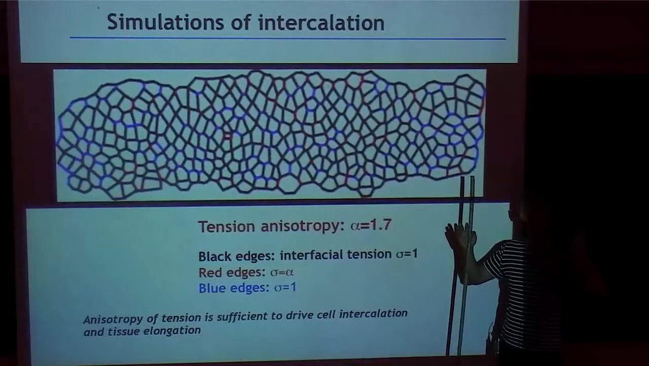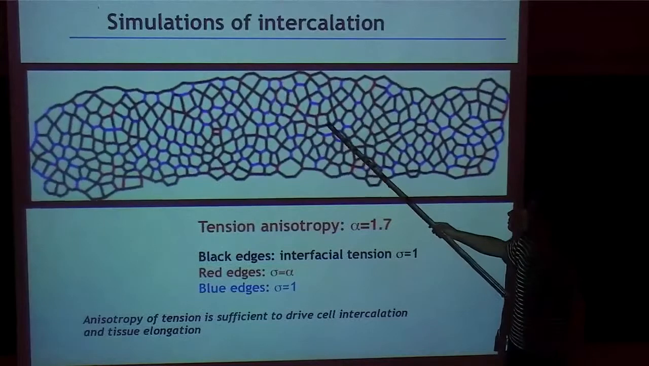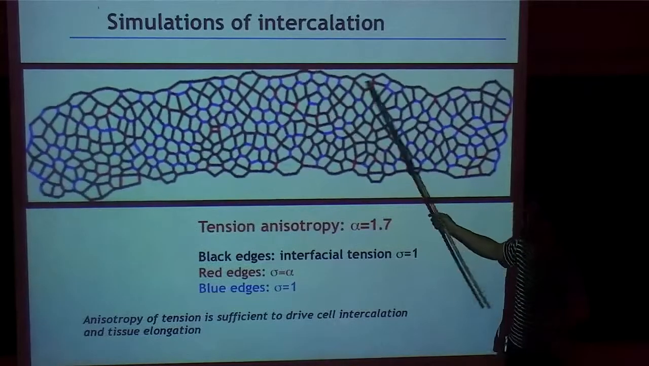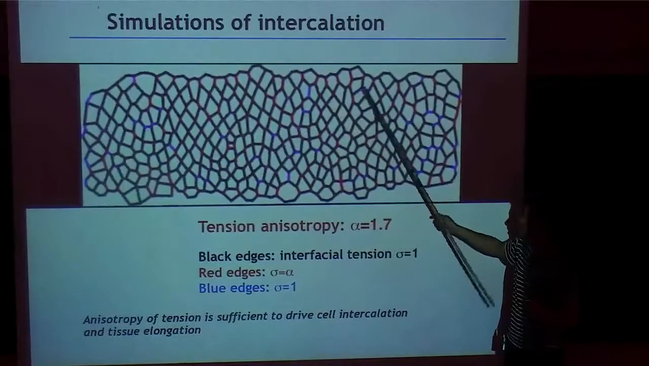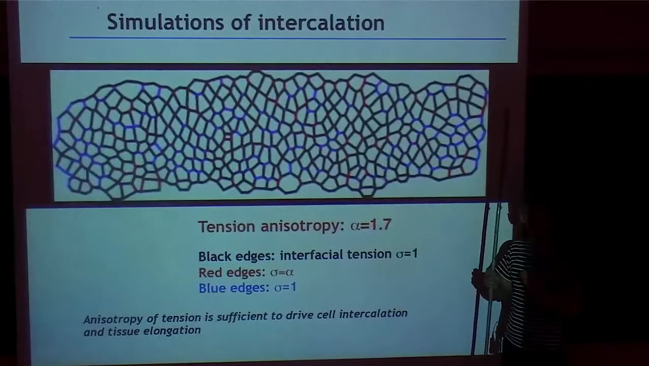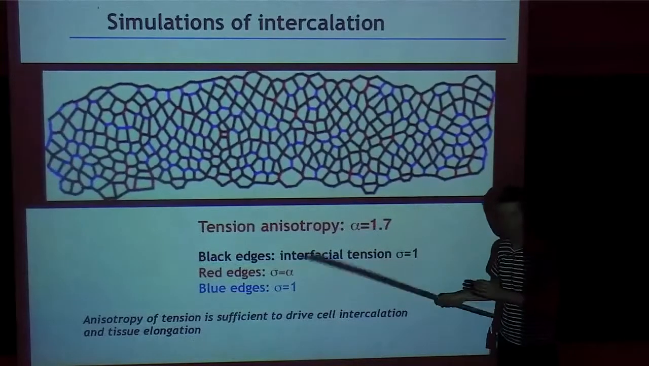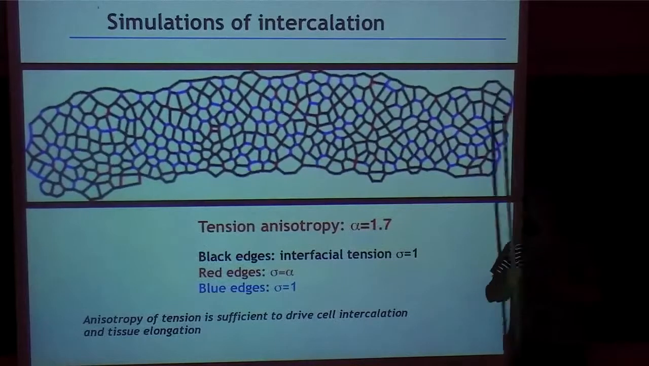And when the edge undergoes the T1 transition, the new expanding junction in this simulation has the same tension as the black ones. So we do not impose any constraint or any additional tension to drive elongation of a new junction.